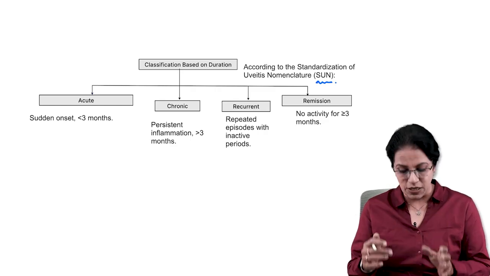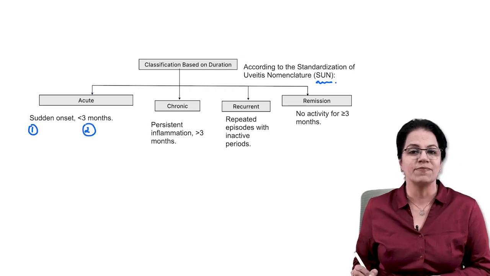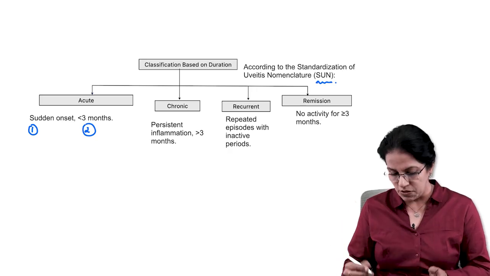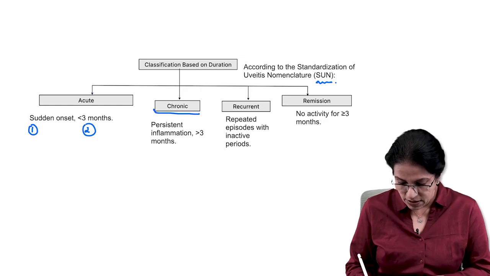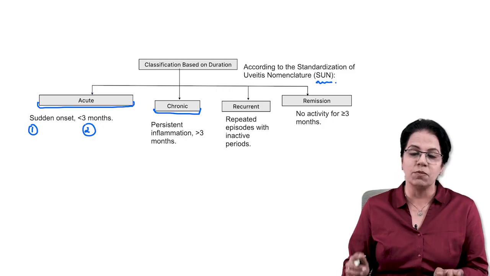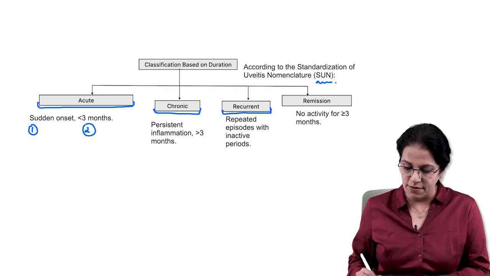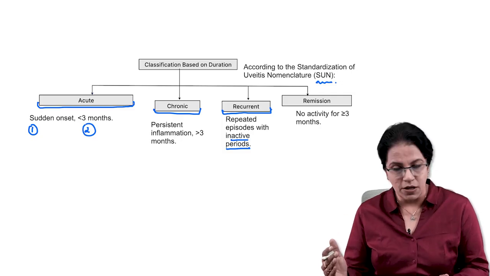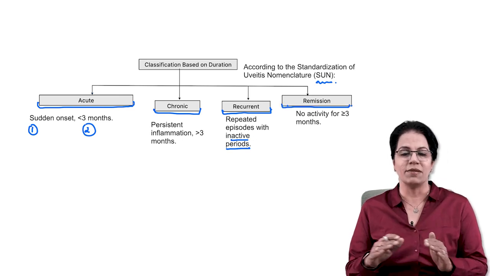Anyway, so what is acute? Acute is when there is sudden onset, number one important part, and it is less than 3 months. So, acute is sudden onset, less than 3 months. What is chronic uveitis? More than 3 months, and it is more persistent. Got it? Then we talk about what is recurrent. Recurrent means there is repeated episodes, but there are inactive periods in between. That is called recurrent uveitis with inactive periods.